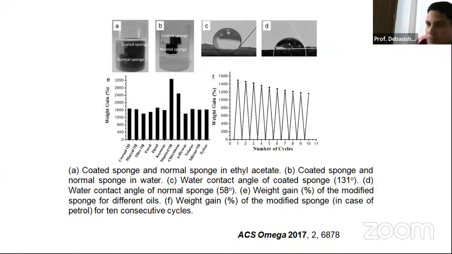Finally, what we have done is we have taken a sponge. The sponge is generally what we use for dishwashing in our kitchen, a very common sponge. We have coated the sponge with our compound. Due to this coating, the sponge is now hydrophobic in nature, but the sponge can now attract all kinds of oil, whether it is coconut oil, mineral oil, kerosene, mustard oil, whatever it is. We can use that sponge for multiple cycles to take out the oil.